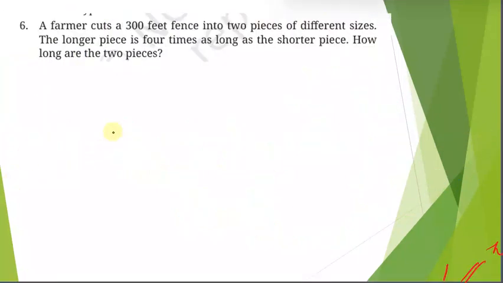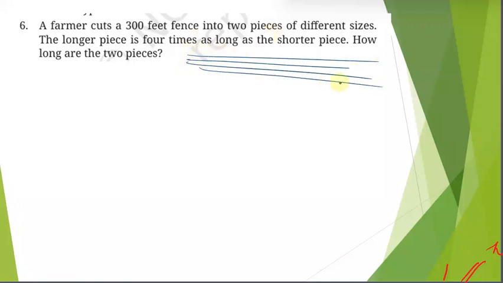Now we will move to the sixth question. Sixth question is very easy. It says that a farmer cuts a 300 feet fence into two pieces of different sizes. The longer piece is 4 times as long as the shorter piece. How long are the two pieces? That was the question. So a farmer had what? A fence. Okay, so let it be this fence.